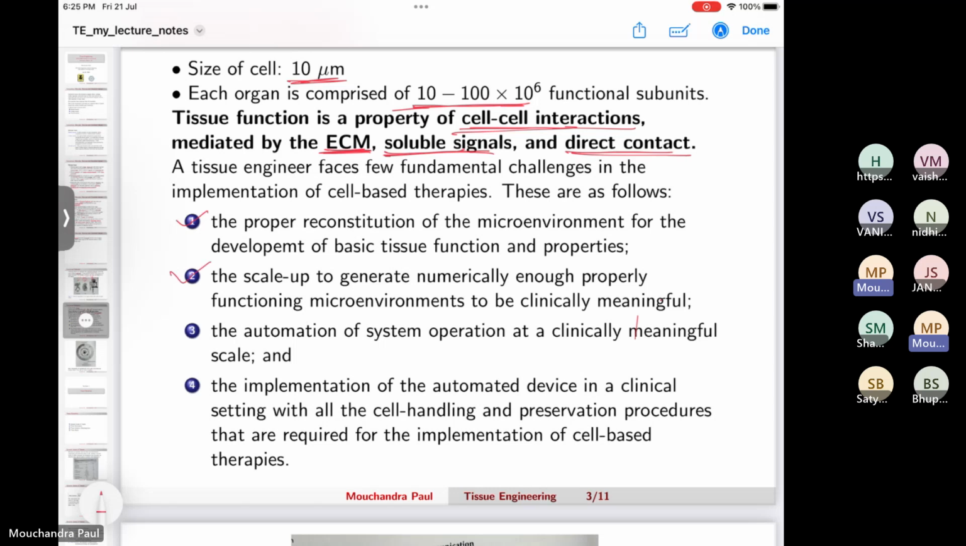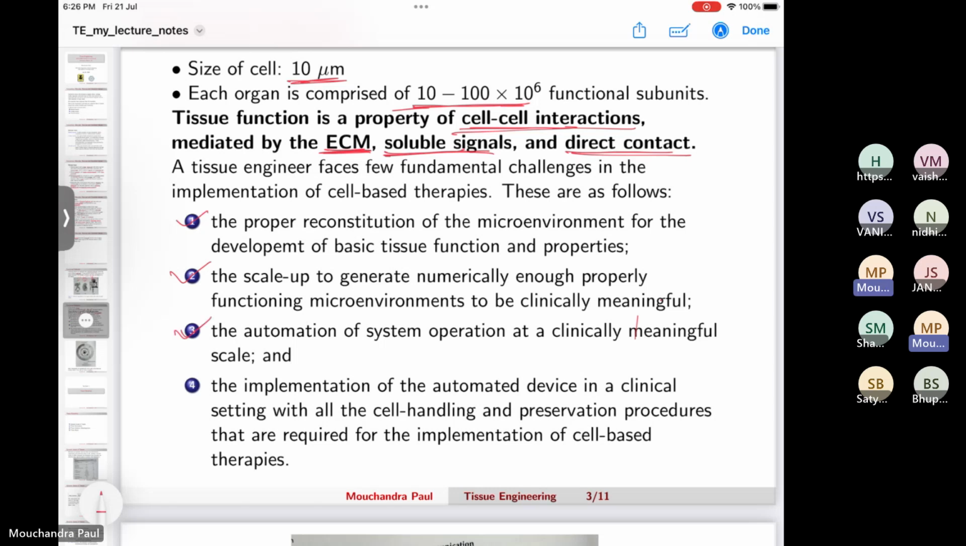Usually people do the first step with a few thousand cells, or say a few lakh cells. The next challenge is to scale up, to say million to billions of cells. That is the next challenge. While doing it, you need to not create one microenvironment, you need to create billions of microenvironments. Then only will you be able to make a tissue graft that is going to give some clinical benefit. That's another challenge.